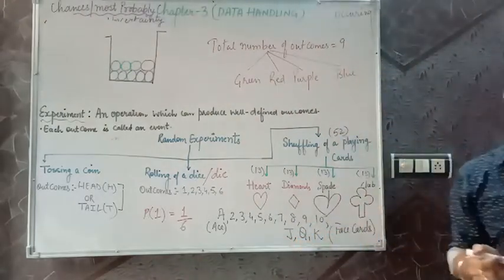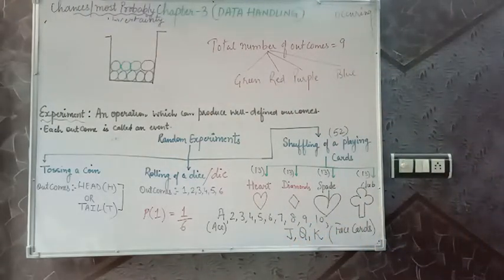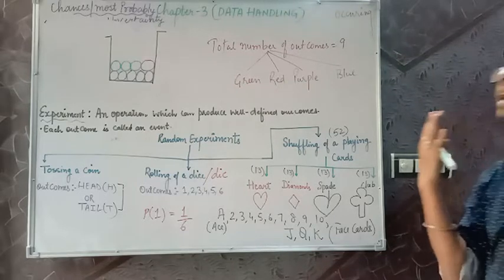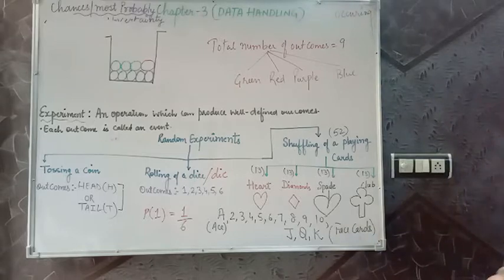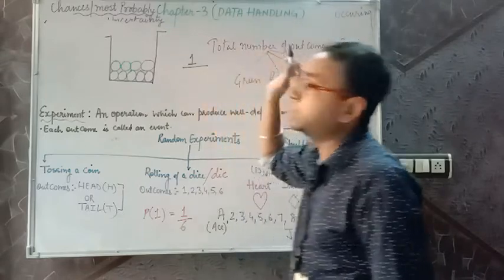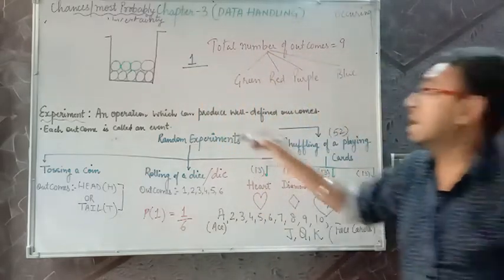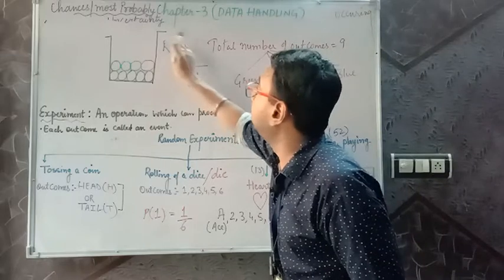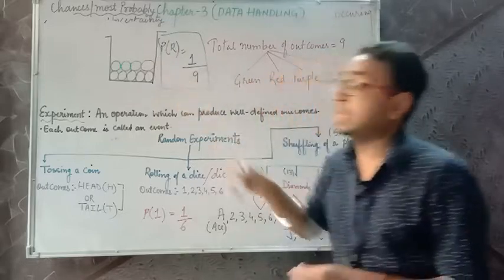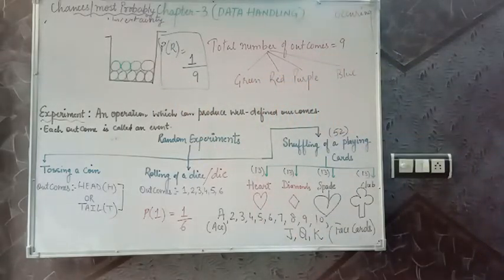Any doubt? Now if I say what is the probability of getting a red marble? What was the formula? The formula was the number of times the event happened upon total number of outcomes. How many red marbles are there? 1. That is the possible outcome. And the total is 9. So the probability of getting a red marble is 1 by 9. Any doubt anyone is having?